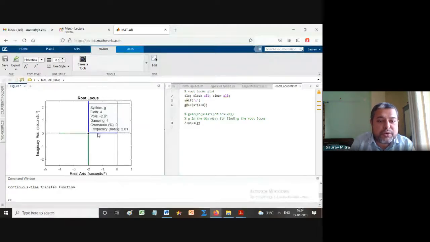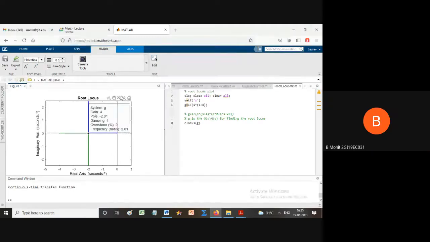Here it is hanging because this is online. If you are doing it offline, you will be able to see this very well. Overshoot percentage is equal to 0. There is no overshoot, because in this case overshoot is 0. So this is the first numerical we did. Any doubt in this? Any doubt you can ask me.